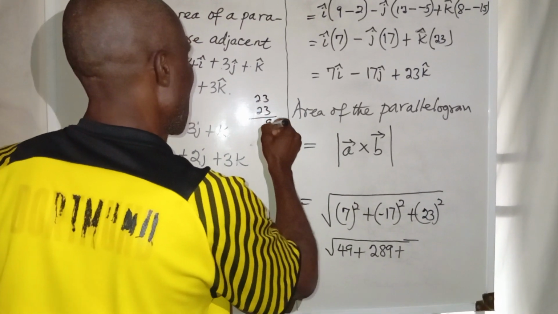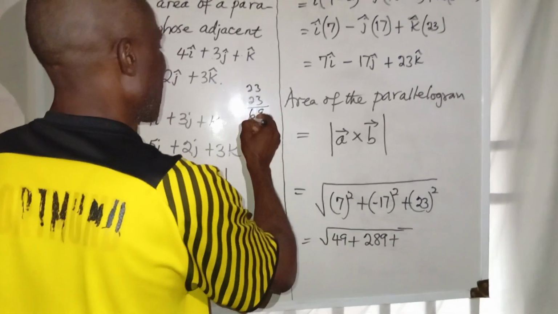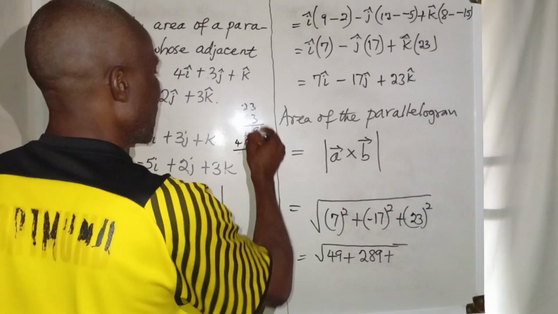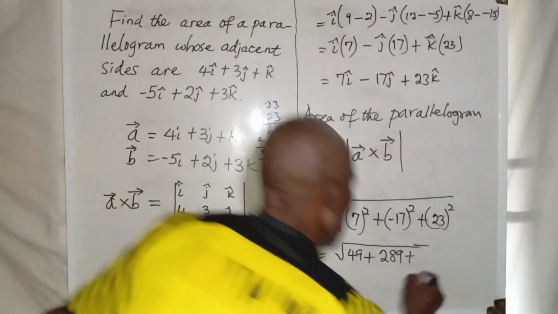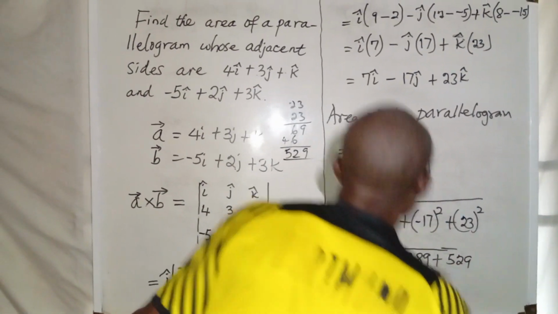3 times 3 is 9. 3 times 2 is 6. 2 times 3 is 6. 2 times 2 is 4. This is 9, 6 plus 6 is 12, 2 carry 1, 1 plus 4 is 5. So that is 529.